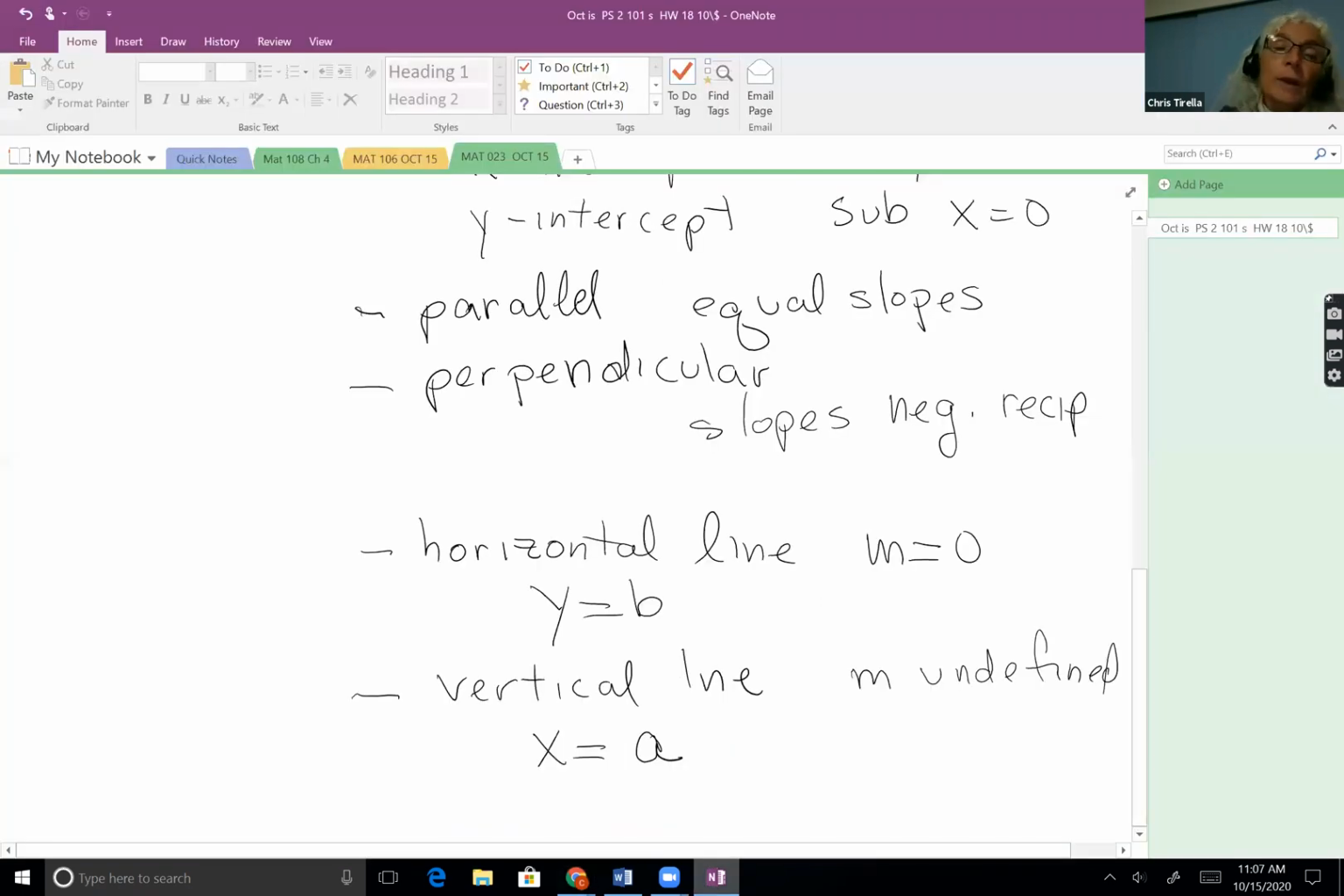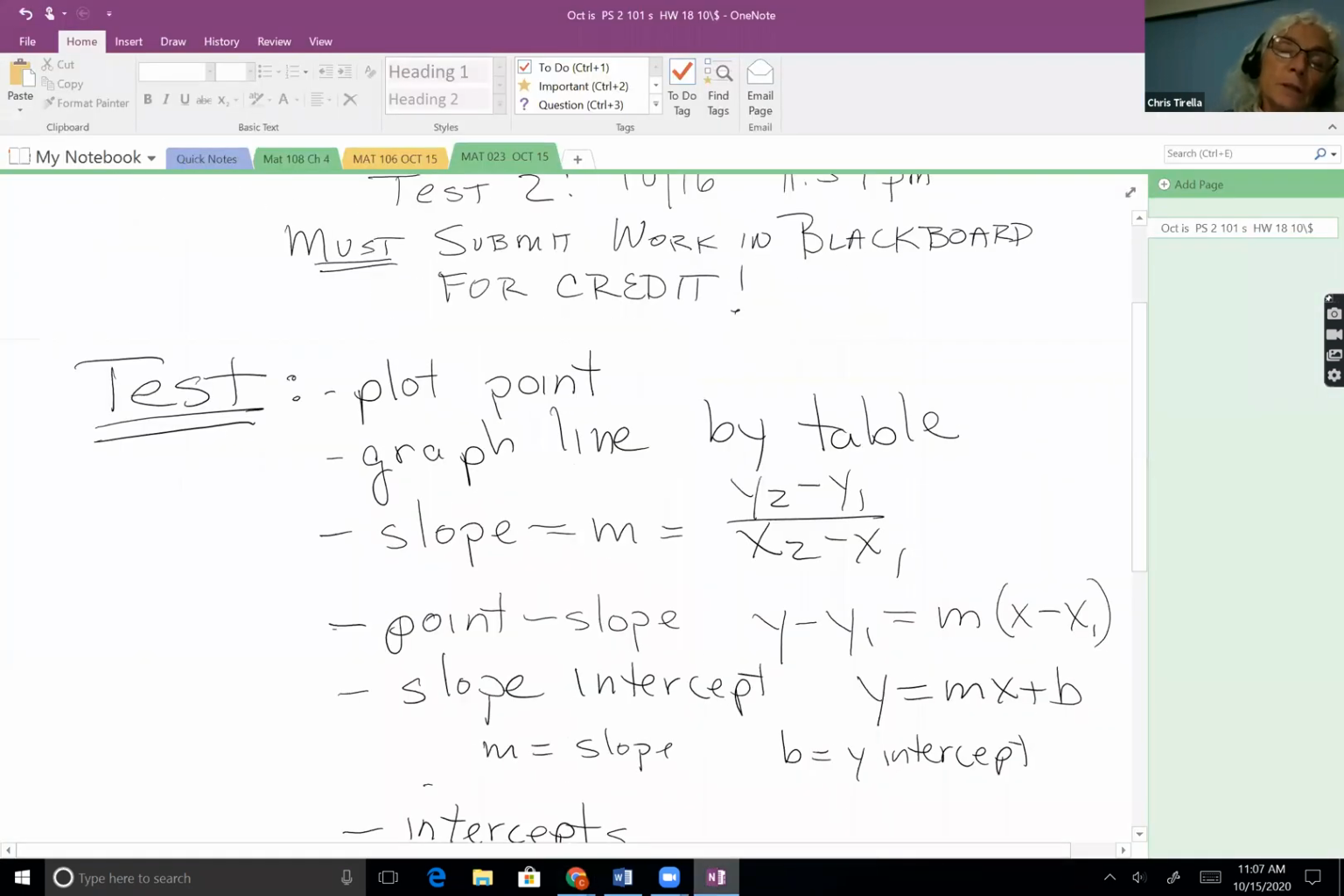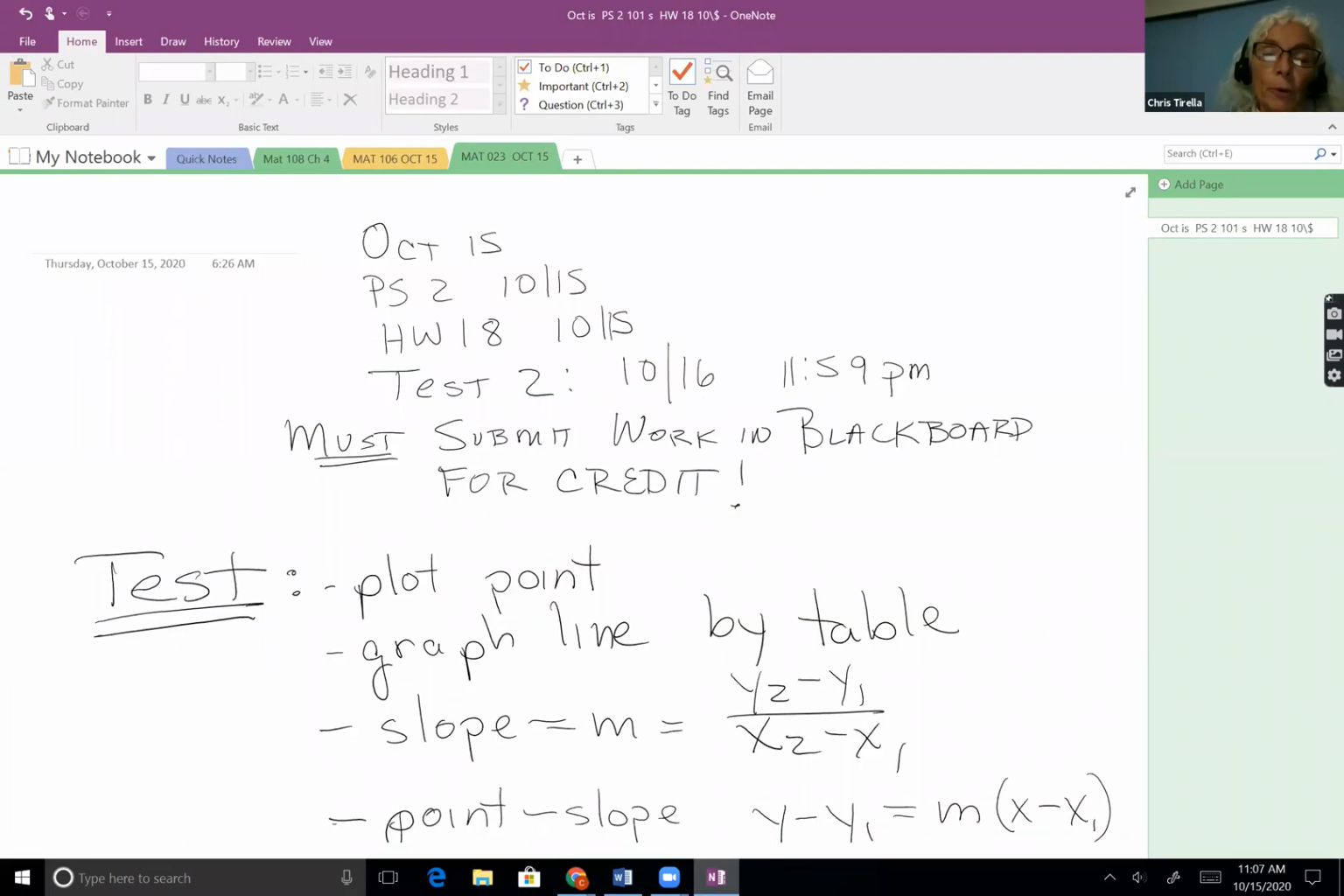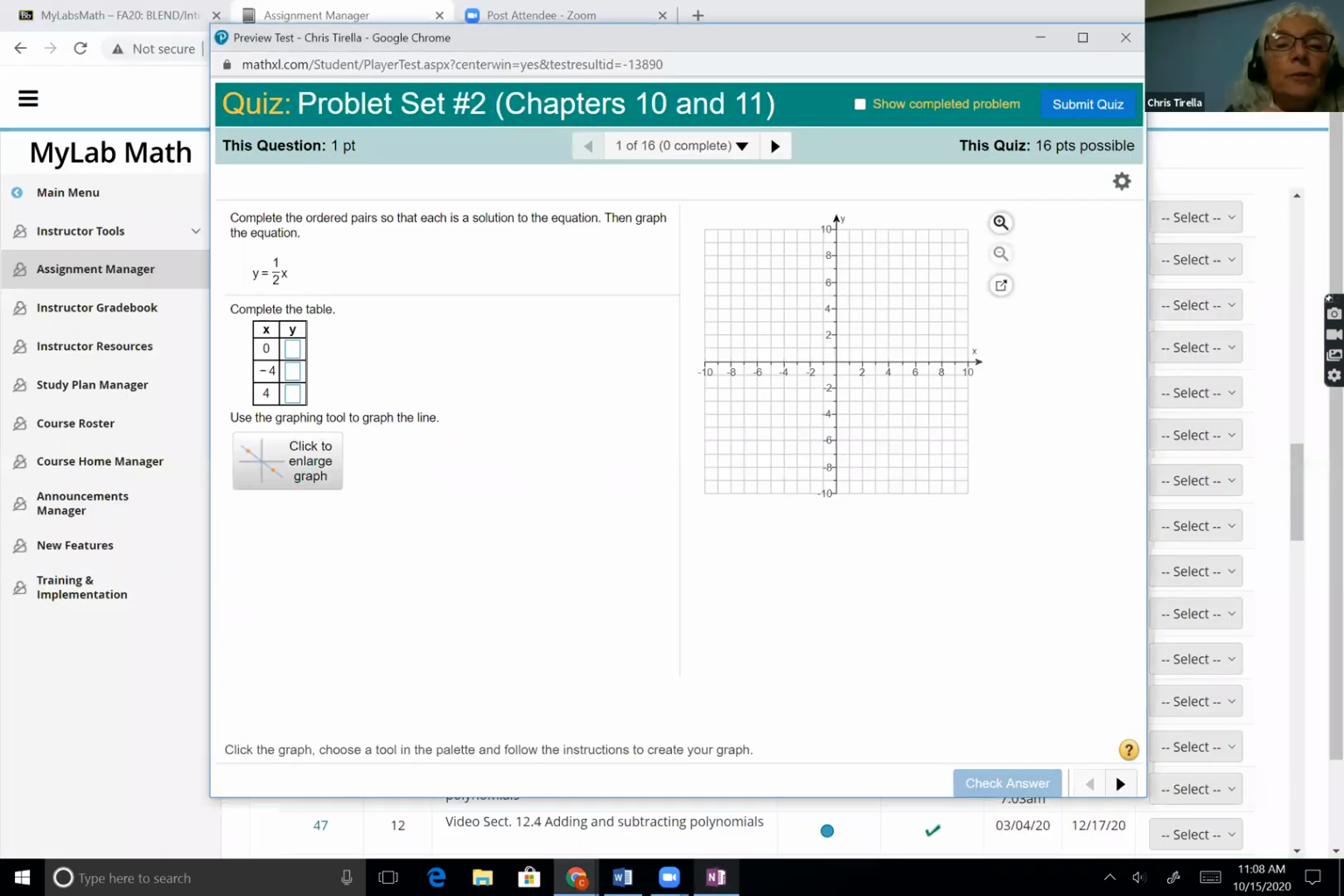With the test, you must submit the work in Blackboard or the grade will not count. You must submit pictures of your supporting pencil and paper work in Blackboard. Even with the practice test? Not with the practice test, just with the test itself. Okay?